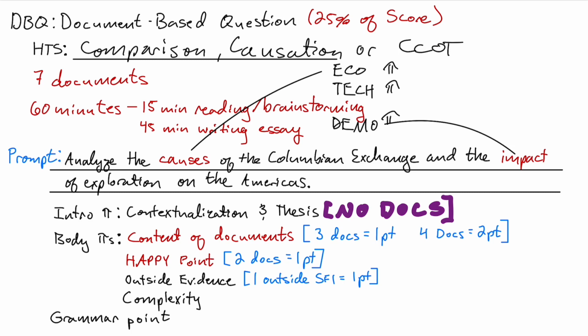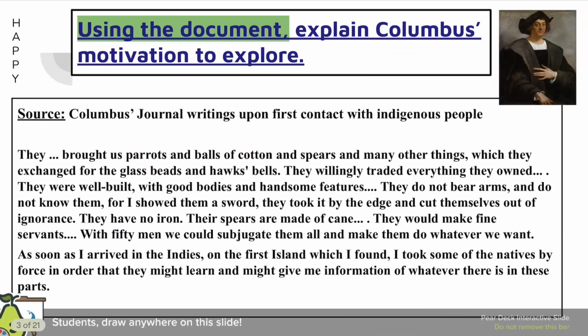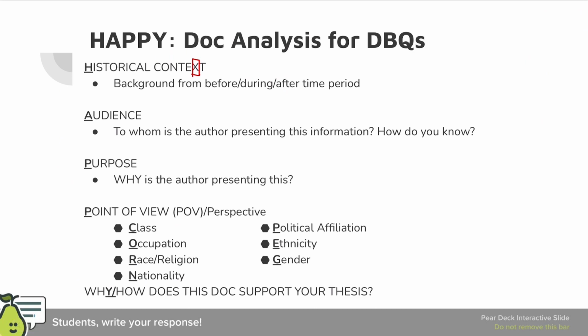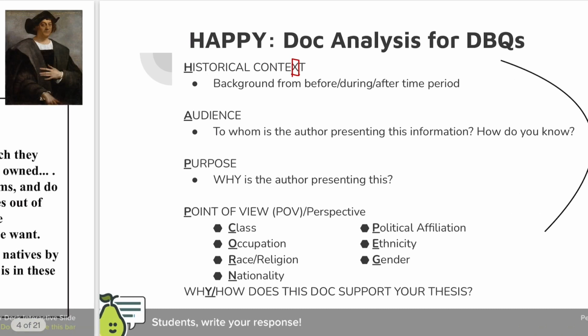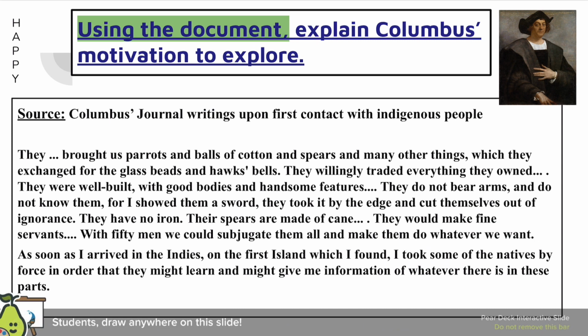Okay, so looking at the HAPP point, we need to do either historical context, audience, purpose, or point of view for that document. So looking back at the document, the very first thing that we always do is we're going to look at the source, the citation for this document. That tells us who's writing it and essentially a summary of what it is about. You can't just repeat the source or quote the source line for any of the points in the DBQ.